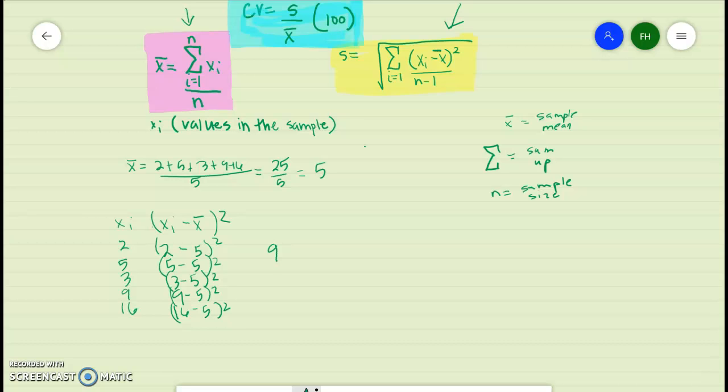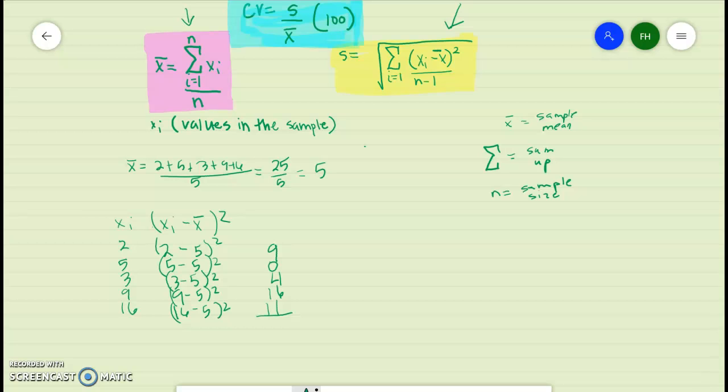5 minus 5 squared would be 0. 3 minus 5 squared would be 4. 9 minus 5 squared would be 16. And 16 minus 5 squared would be 11. So we've done our xi minus our mean and squared it. So the difference between our data value and our mean squared.